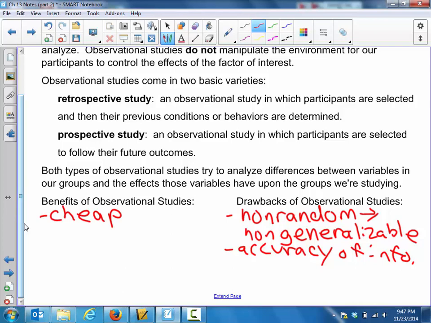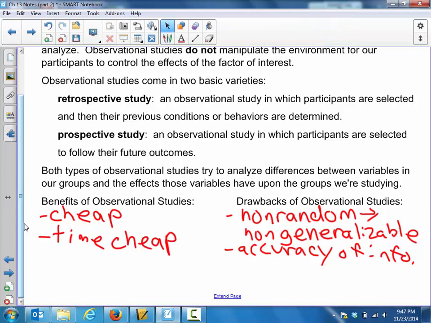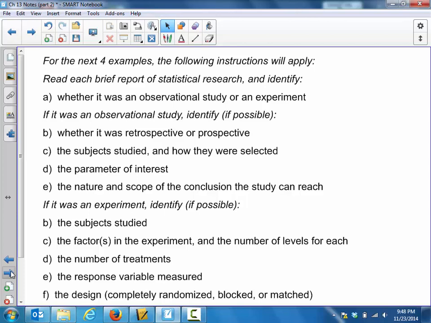Long story short. Okay, so the benefits of observational studies: it's cheap. You don't have to take the time, so it's less time intensive. It doesn't take much time. It doesn't cost much in material resources to run an observational study because you're looking at other people's environment, circumstances. That's the word I'm looking for.